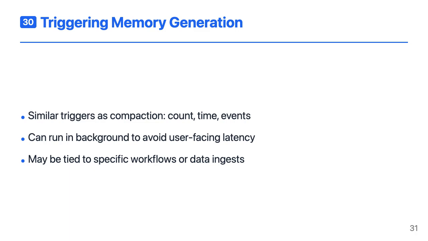Just like compaction, memory generation needs trigger rules. You might extract memories after a certain number of turns, after a period of inactivity, or when a task or topic completes. You can also trigger memory generation when new external data is ingested. To keep the experience smooth, these processes usually run in the background, so the user doesn't wait for summarization or extraction before seeing a response.